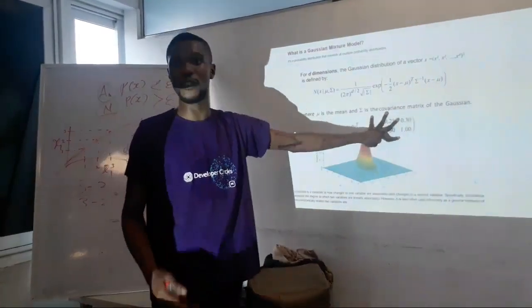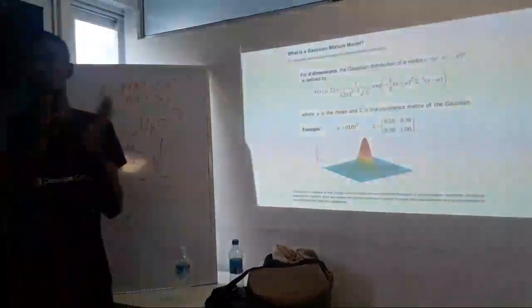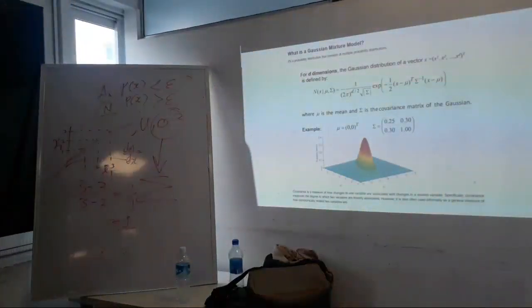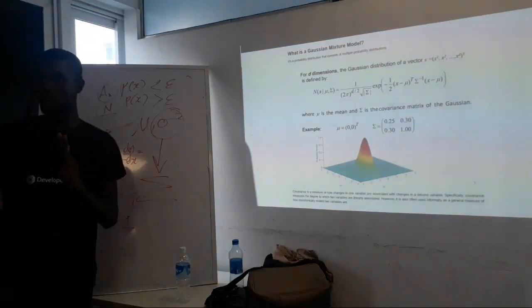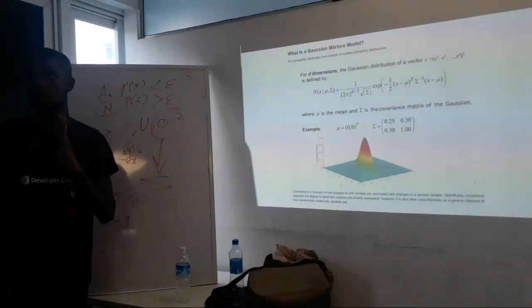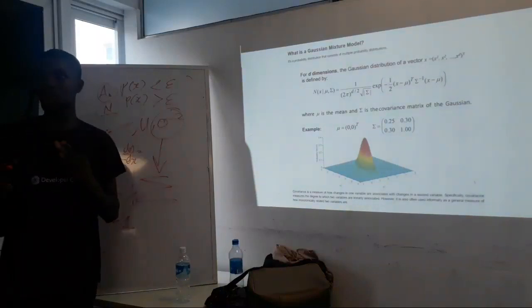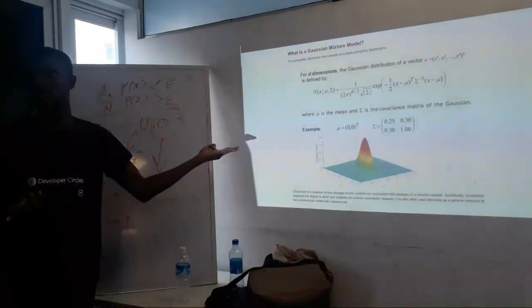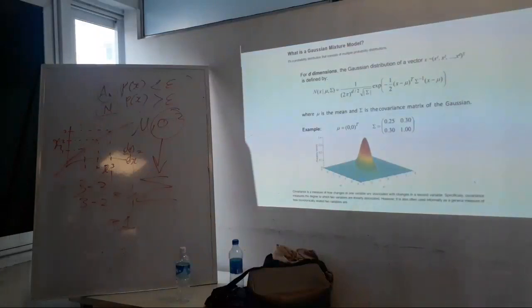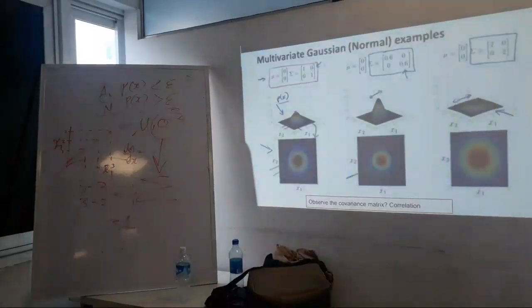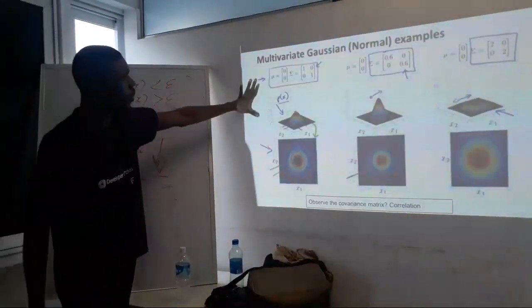So this is what the covariance matrix does. It tells you how features are related to each other. Understand that, right? Before we had variance. What does variance do? It tells you how you deviate from your mean. But now we have multiple features, so we have to bring in the covariance matrix. You understand, right?